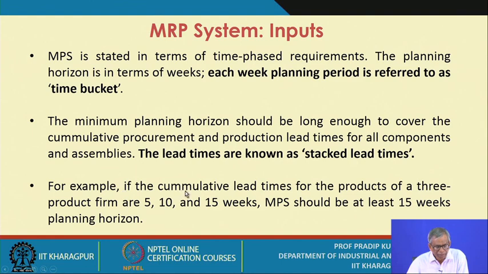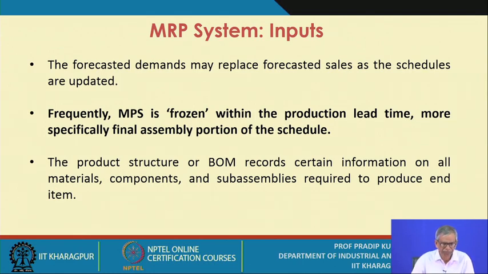For example, if the cumulative lead times for the products of a 3-product firm, that means there are 3 products, is a multi-product manufacturing firm. So the lead times are 5, 10 and 15 weeks. So the master production schedule should be at least a 15 week planning horizon. Okay, so that means the maximum value of the lead time you should consider.